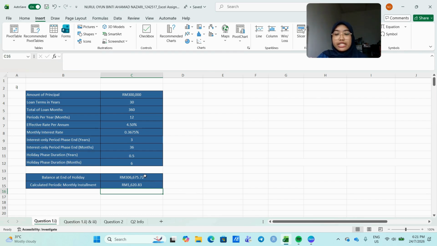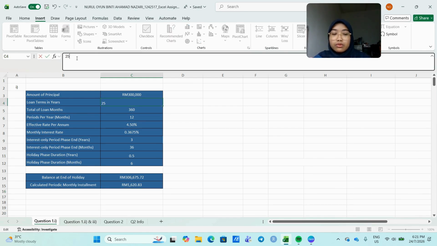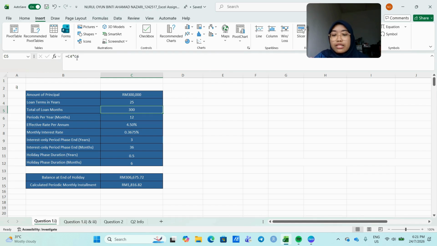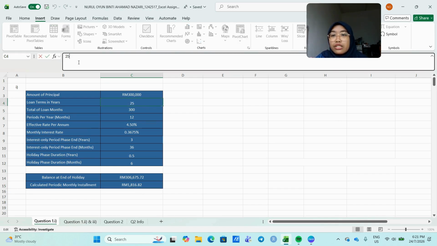If we change the loan term in years, for example from 30 years to 25, our Excel model automatically updates the total loan months dynamically. Since the holiday phase and interest-only phase durations remain fixed, changing the total loan term directly impacts the remaining amortization months in phase 3. As a result, the formula recalculates the required periodic installment to ensure the principal is fully settled within the new time frame. So I need to change the original 30 years.